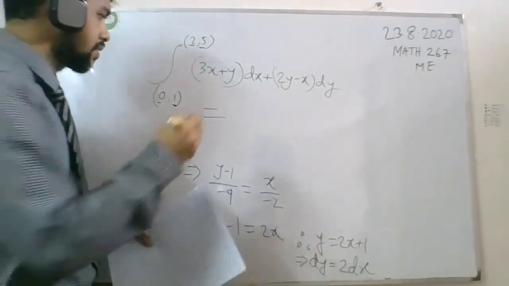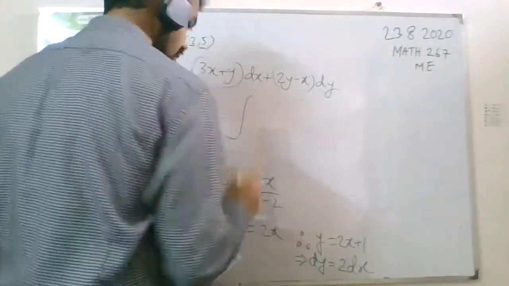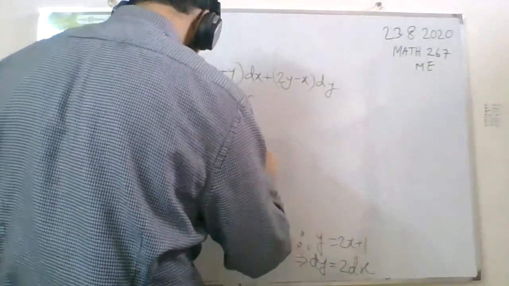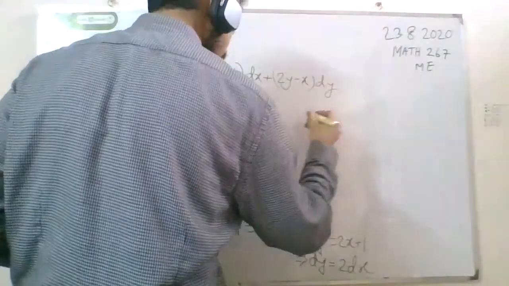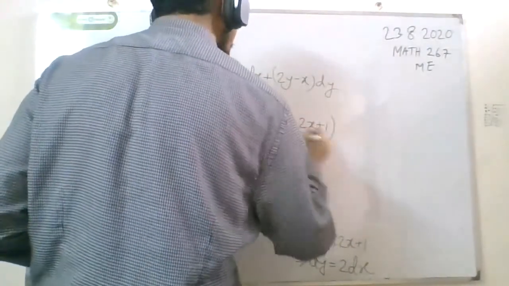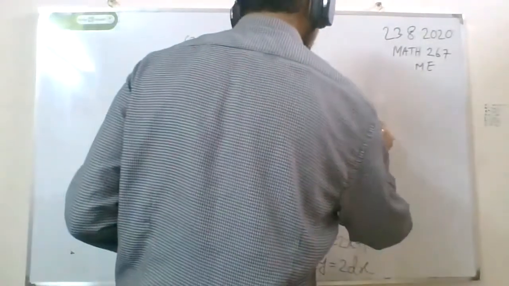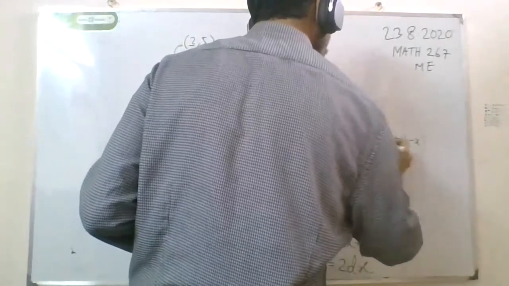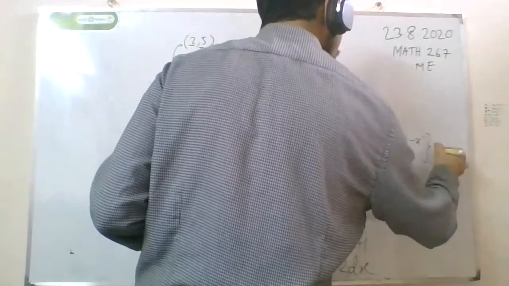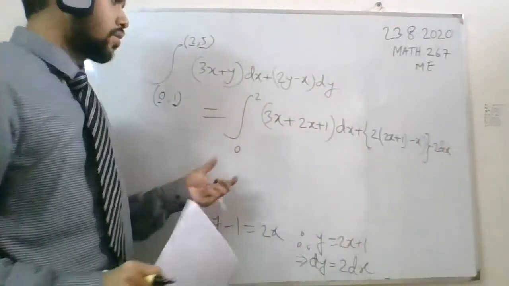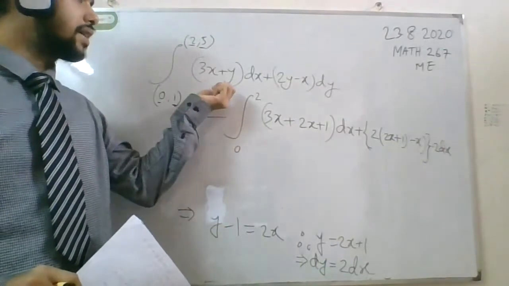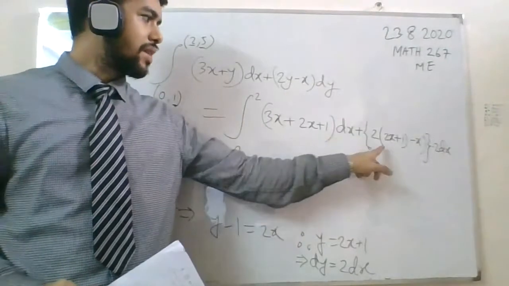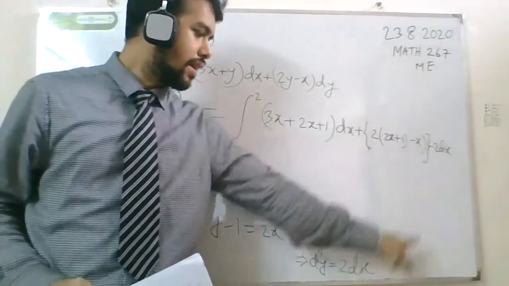Okay. Now just, so let's take a look here. I just replace y by 2x plus 1 and also here y is replaced by 2x plus 1 and also dy is replaced by 2 dx.